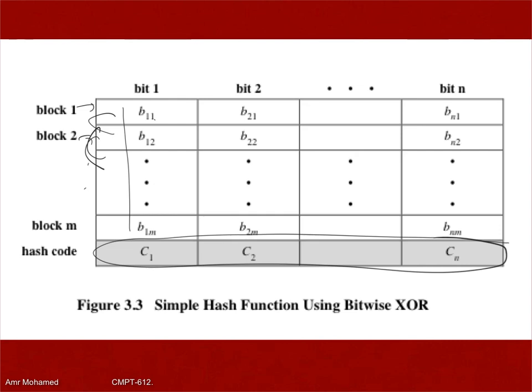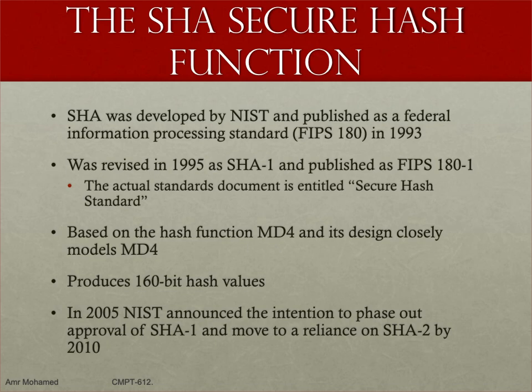So this is not collision resistance, neither weak nor strong. It has no strength whatsoever to protect against collision. Anyone not following this? Clear? Okay. That's an example of a bad hash algorithm.